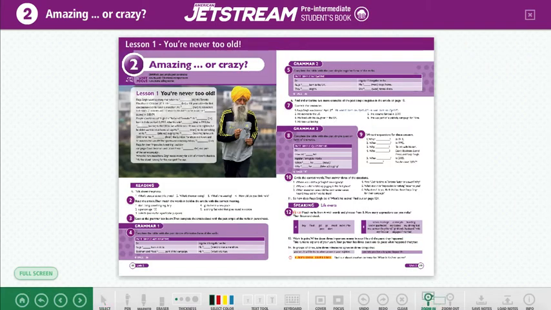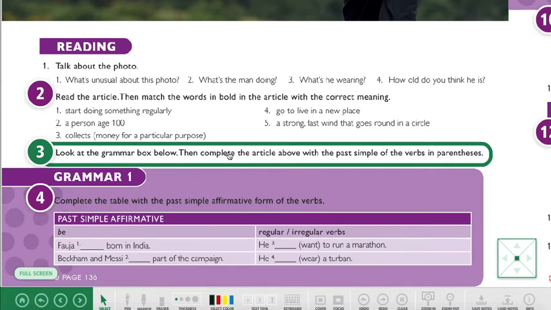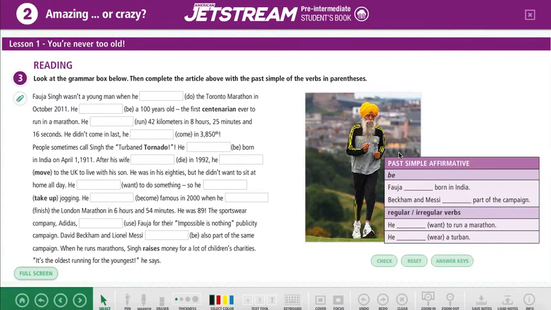Next. In activity number 3, you have to complete the article. Okay, so here we have some missing verbs. Now that you know the grammar of the past tense, affirmative and negative, you can change these verbs. For example, if here we are saying, Fauja wasn't a young man when he what? The verb is in present, but you have to use it in past. Okay? That's it.